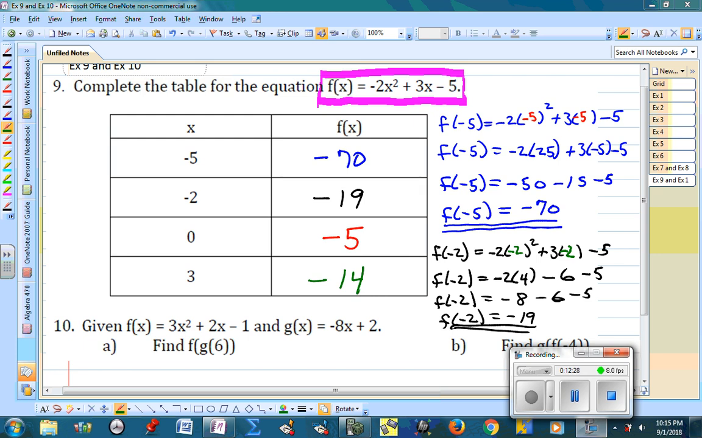Hey, we're going to end the video here, and I'm going to show a separate video for number 10. Number 10 is an extension problem. That's going to be one of the level 4s. When you're ready, go on to the third video and watch the explanation for example 10.